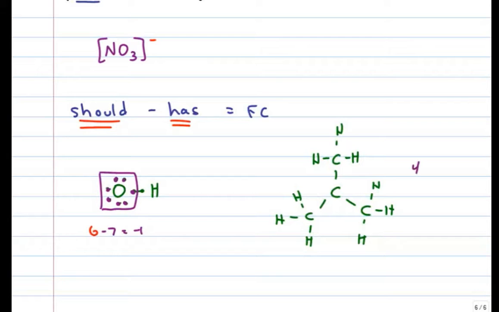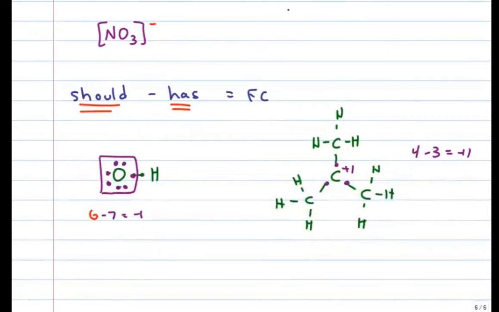Carbon should have 4. Directly attached, I only have 3. 4 minus 3 is positive 1. That's our carbocation. Carbo, carbon, cat, positive, ion, an atom or molecule that lost or gained an electron and now has a charge. Carbo-cation, where cat has a plus in the word.